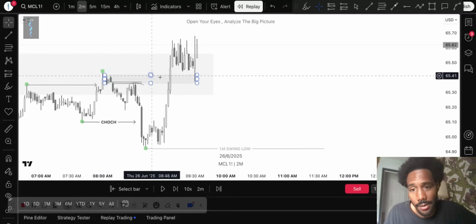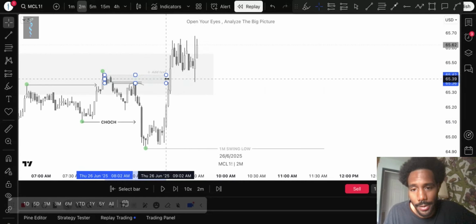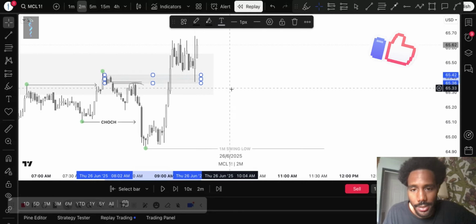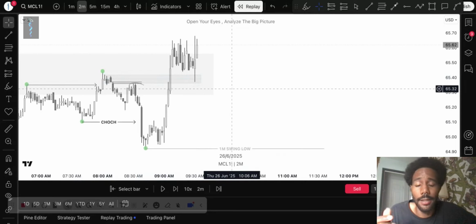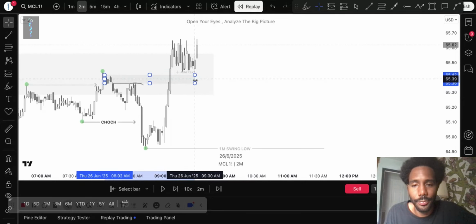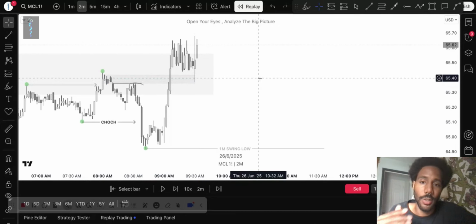As you can see, the area that we were looking to get in from at first is already inversed and wicked into by this area. So that is a significant area of interest, if you will, if you can spot that in real time, but that is not related to the trade idea in this scenario.